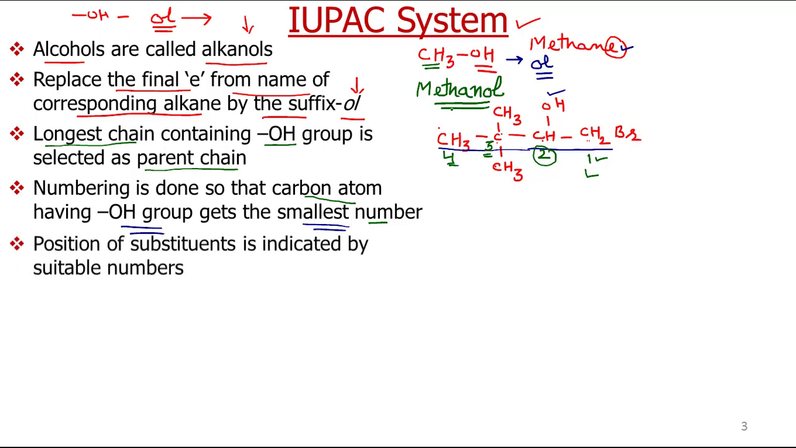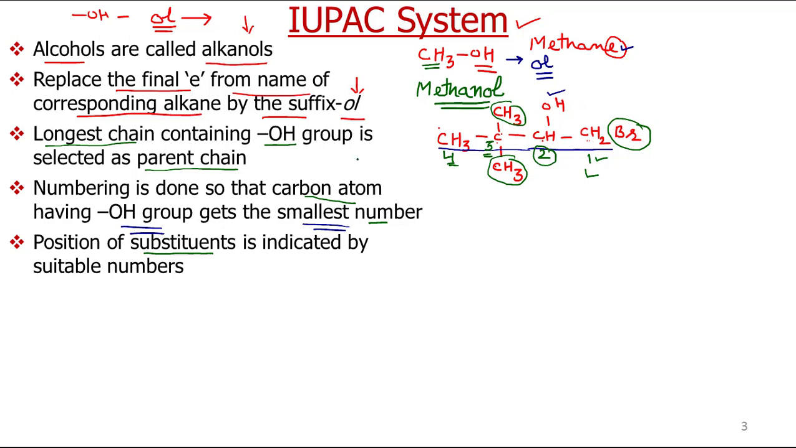Then, when we have to name this compound, we need the positions of the substituents. Now this is the parent chain, so this methyl group and this Br group are substituents to this parent chain. OH is not a substituent because it is our main functional group, as we are naming an alcohol.